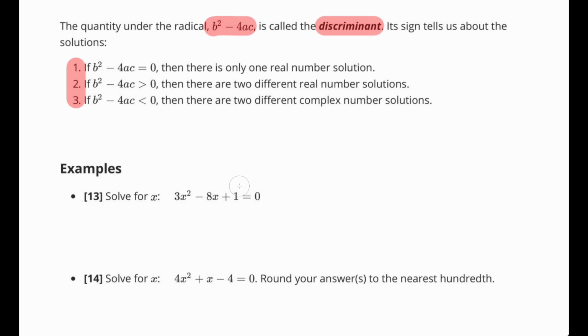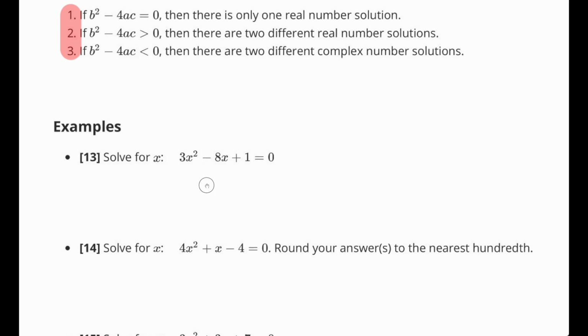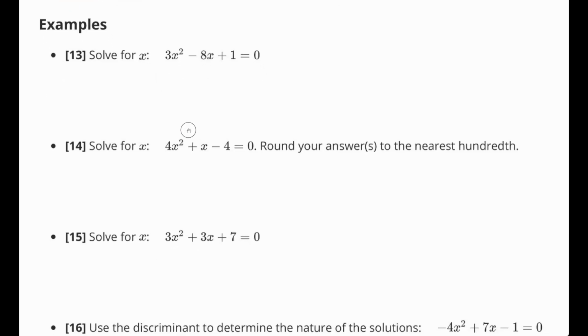You can see whatever's under that square root. If it's 0 under that square root, then there's one solution. If it's positive, then there are two real solutions. If it's negative, then you're going to have complex solutions with an imaginary number part to it. All right, so here we go.